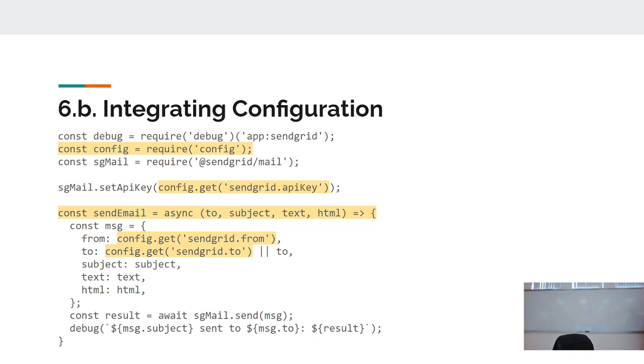With the to, here I'm doing something a little bit different. I'm saying config.get SendGrid.to. If that configuration has been set, we'll use it. If it's not set, then we'll use the to parameter. So in production, the way I'm going to set this up, I'm going to have SendGrid.to be an empty string, so there's not a value there.